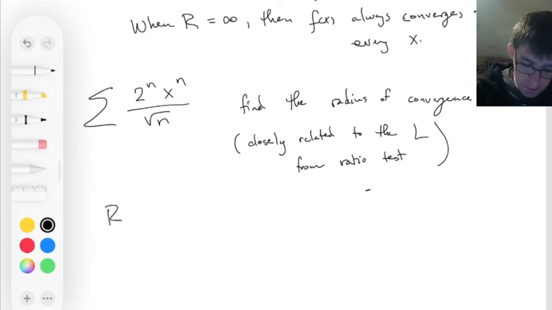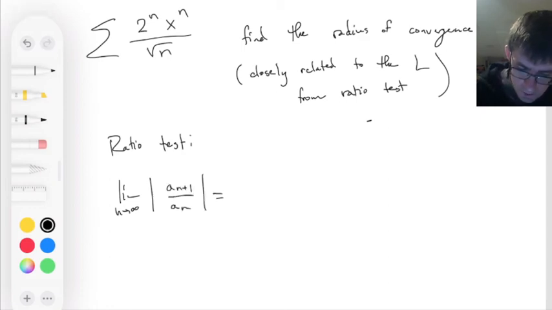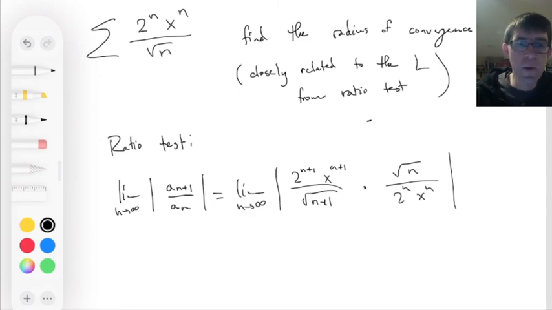Let's do it, because we've only got a few minutes. I do the ratio test. It's going to say the limit as n goes to infinity of the absolute value of a n plus 1 over a n. I'm just going to jump straight to multiplying by the reciprocal. So a n plus 1 looks like 2 to the n plus 1, x to the n plus 1 over square root of n plus 1. We just go through and replace all the n's with n plus 1s. And then times a n, which is the exact thing as written, but I'm going to take the reciprocal. So root n on top, 2 to the n, x to the n, all in absolute values. Let's do what we do, gather together the things that look similar.